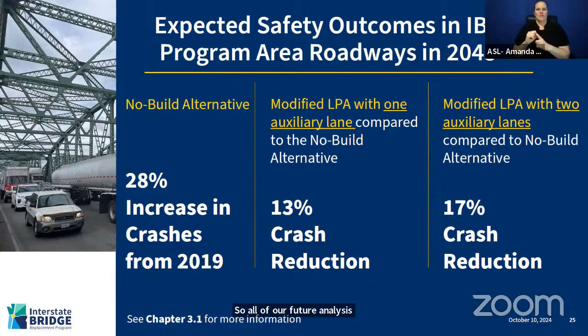The modified LPA with 1 auxiliary lane or the modified LPA with 2 auxiliary lanes are different design options. We didn't go through those in advance of my presentation, but the documentation explains what's in the MLPA and the design options, so the second aux lane. Either of those options will reduce crashes by about 13 to 17% compared to the no build condition. The main reasons for the reduction are the auxiliary lanes, collector distributor roadways, interchange and ramp improvements, as well as lane widths and full shoulders that are planned as part of the IBR program. Next slide.